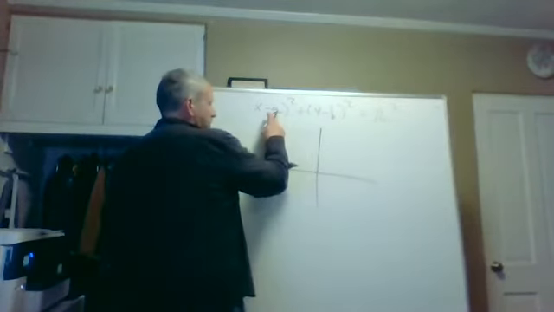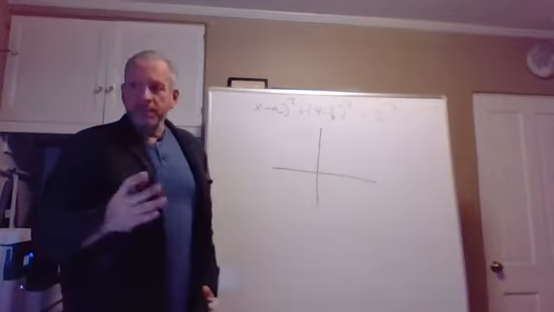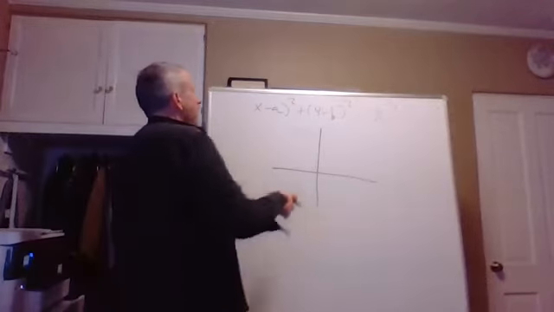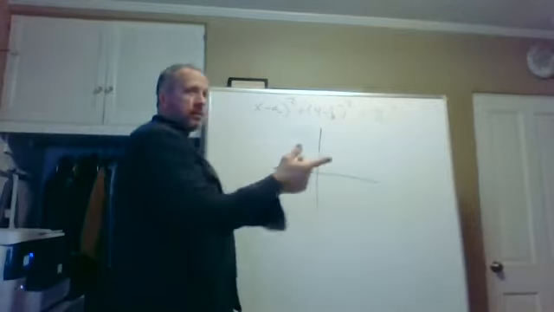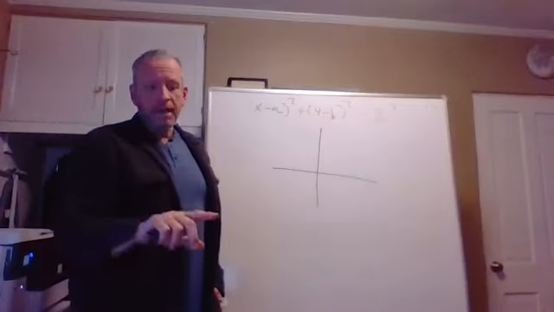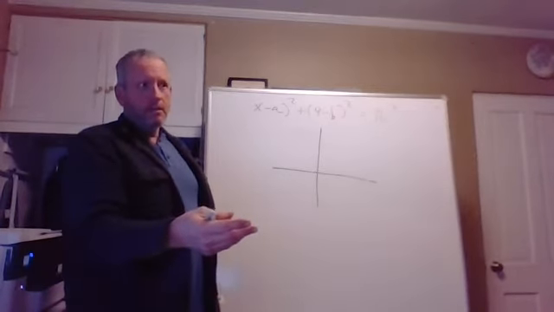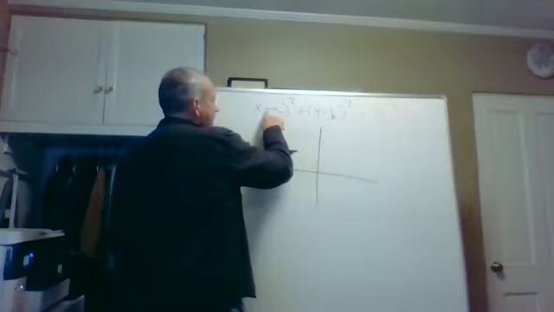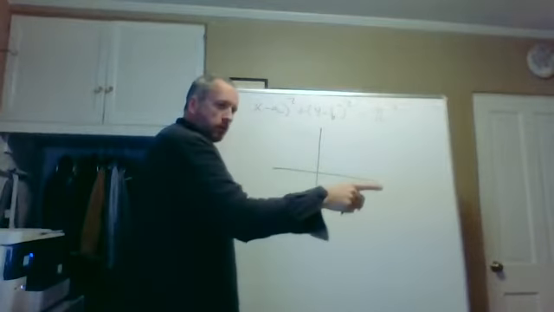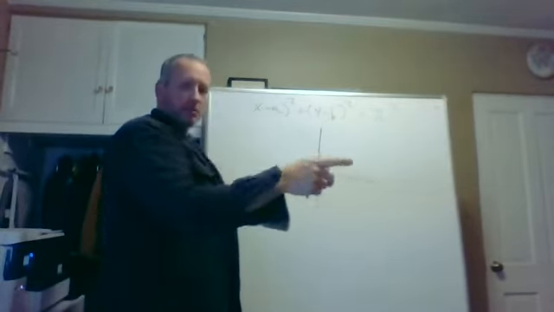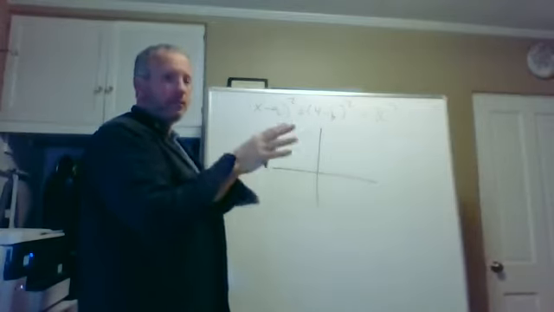This tells you how far to the left or right. It tells you the horizontal translation. Now, if this had been x plus a number, that's the same thing as x minus negative that number. So if we have, for example, minus 3, we go 3 to the right. But if we had x plus 3, we go 3 to the left. Same thing for y.